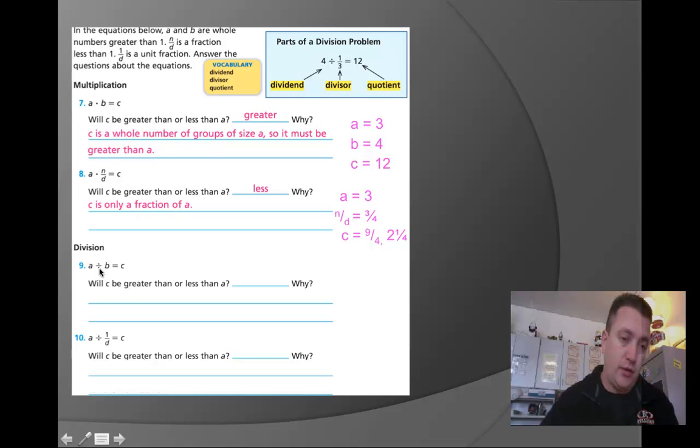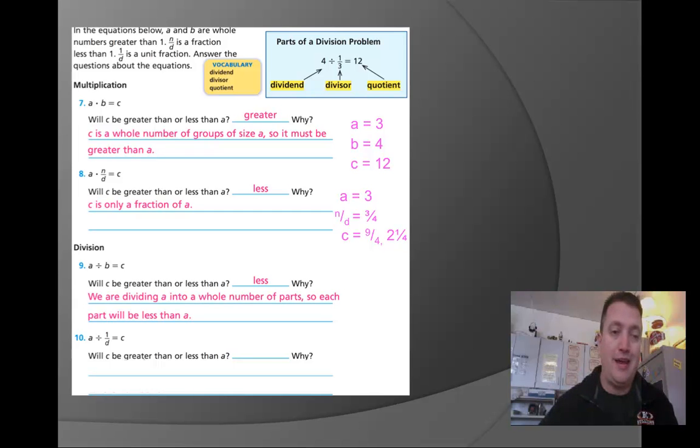Okay, in this next one, A divided by B equals C. Is C going to be greater or less than A? Well, it's going to be less than. Why? Well, because we're taking A and we're dividing it up into equal parts. So each part is going to be less than what we started with. So C has to be less than A.